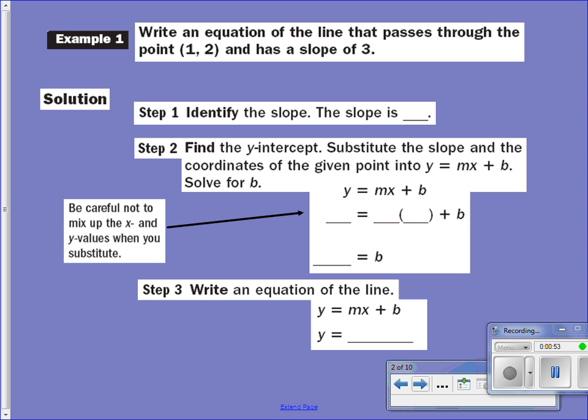So the direction is to write an equation of the line that passes through the point (1, 2) and has a slope of 3. Now, good news, we already have a value for m. They've told us slope. Slope is 3. But the ordered pair that they gave us is not the y-intercept. So we actually need to do a little bit more work than that. We know that the slope is 3, so we're going to substitute the slope for m in our equation y = mx + b. So our m we know is 3.